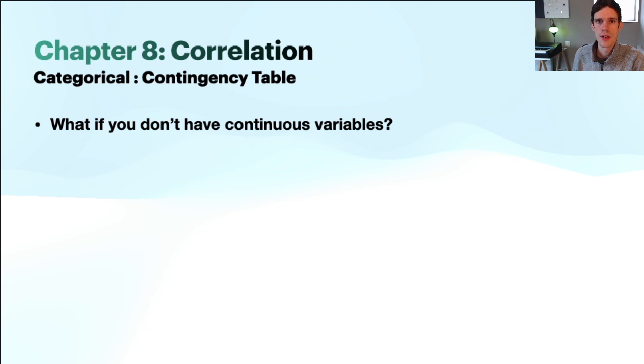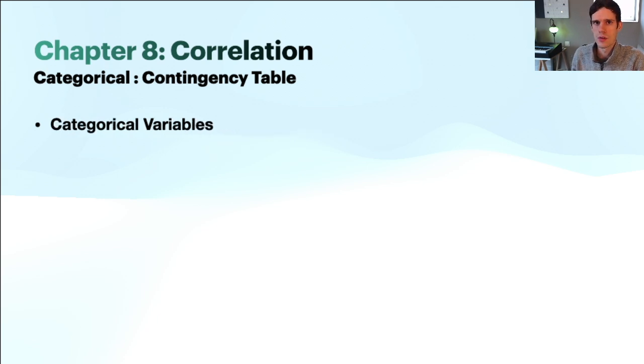In the previous part, we learned how to detect and quantify correlation between two continuous variables. However, what if your dataset doesn't have continuous variables? Now, don't worry, because in this part, we will actually explore correlation between non-continuous variables, or categorical variables. But of course, first of all, what is a categorical variable?